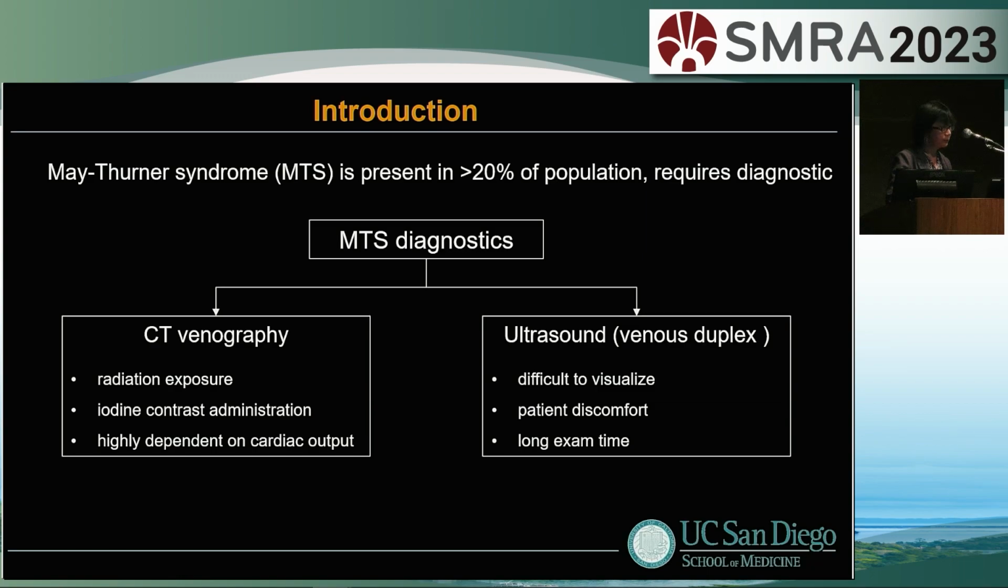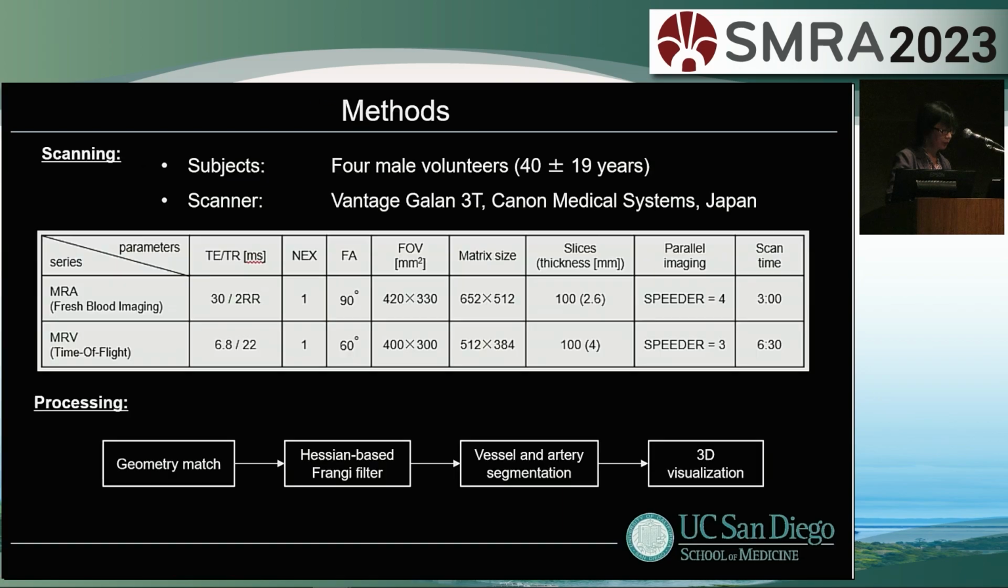So recently, several studies have been conducted using MR venogram. We just use our existing methods, such as time of flight and fresh blood imaging, to overlay those areas and then observe this condition. The method is shown here: 4 male volunteers scanned on a clinical 3T magnet.